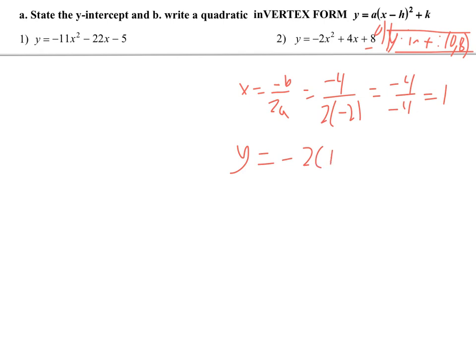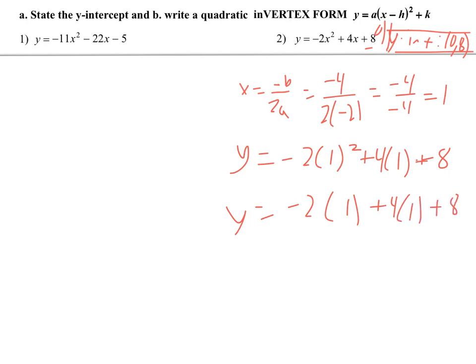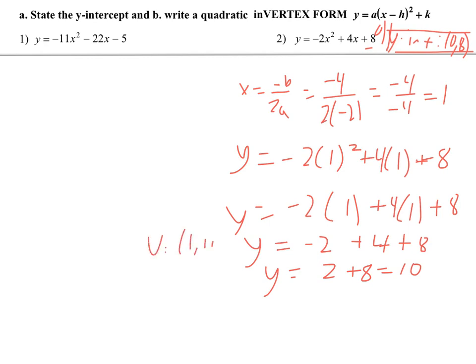All right, so that's just the x value of the vertex, so I need to plug that in to find the y value. So we're going to do negative 2 times 1 squared plus 4 times 1 plus 8. So we have to do our PEMDAS here. We have exponents first, so 1 squared is just 1. And then we have multiplication. And then we have our addition and subtraction here. So it's going to be negative 4 plus 2 is 2, plus 8 is 10. So we now know that our vertex is (1, 10).